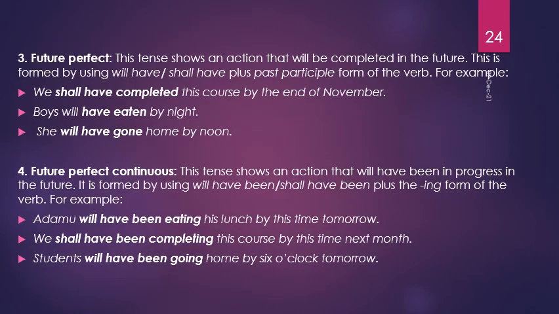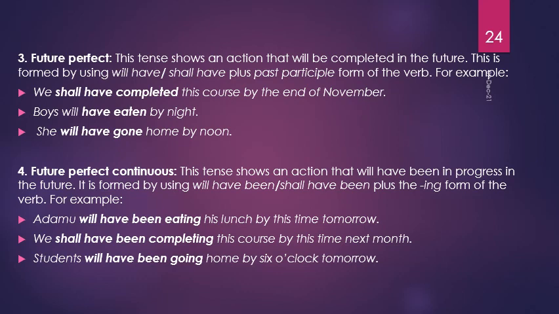The future perfect. This tense shows an action that will be completed in the future. This is formed by using will have or shall have plus past participle form of the verb. For example, we shall have completed this course by the end of November. Boys will have eaten by night. She will have gone home by noon.